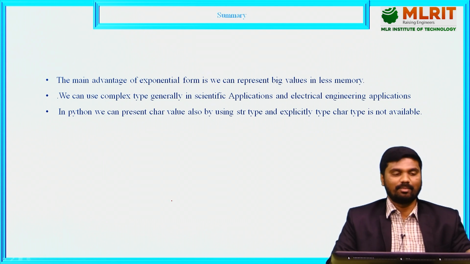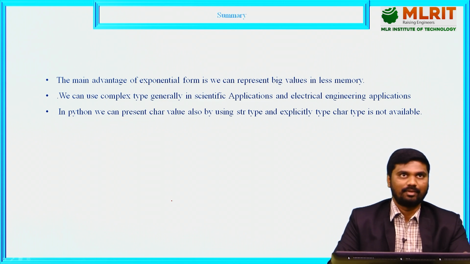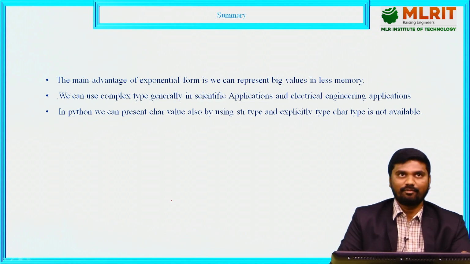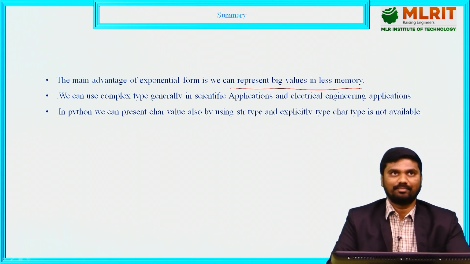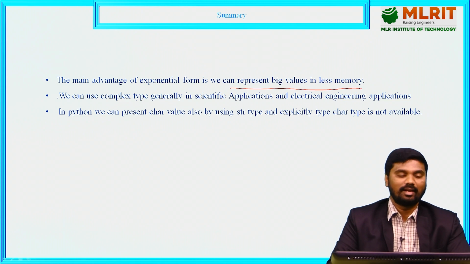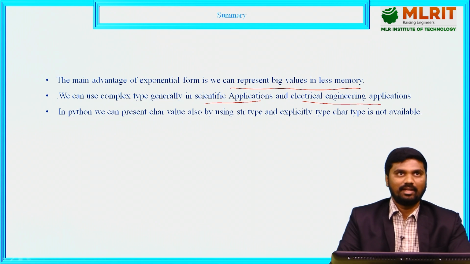And today's summary: the main advantage of exponential form, that means we are representing float values by using scientific notation, which we can call exponential form. The advantage of representing float values in scientific notation or exponential form is we can represent big values in less memory. Next, we can use complex type values generally in scientific applications or electrical engineering applications.